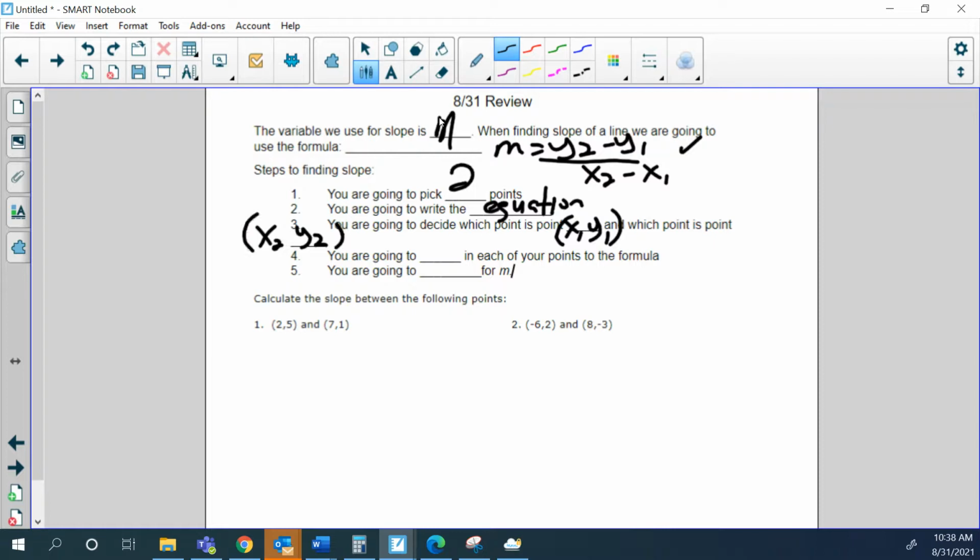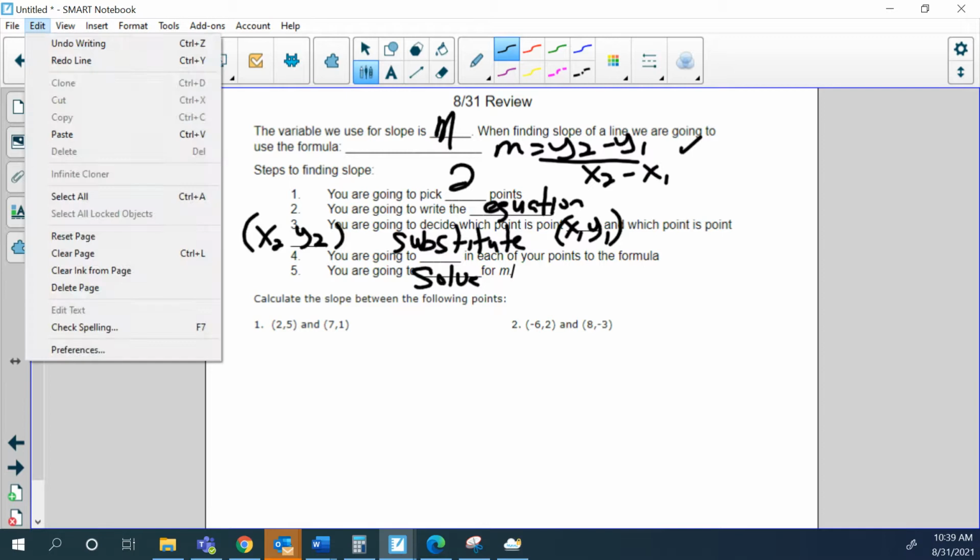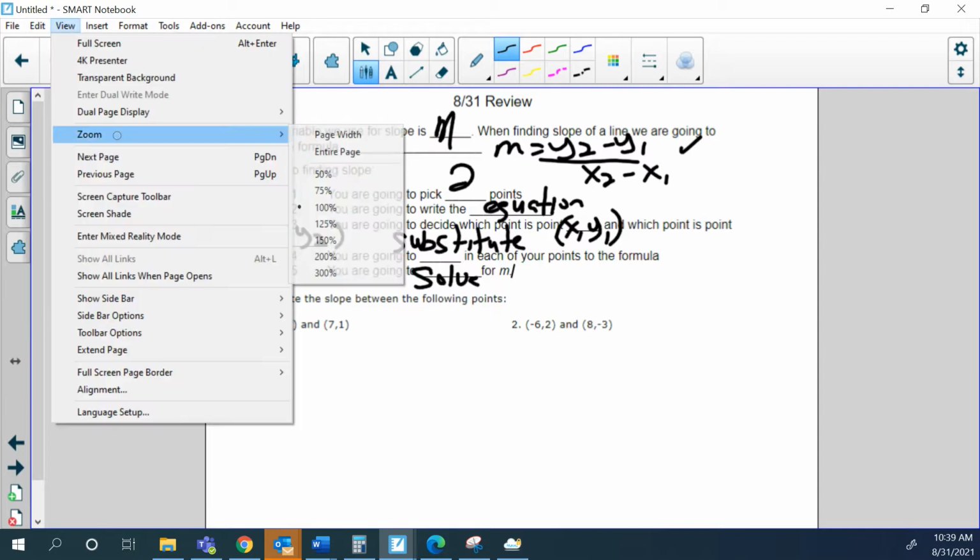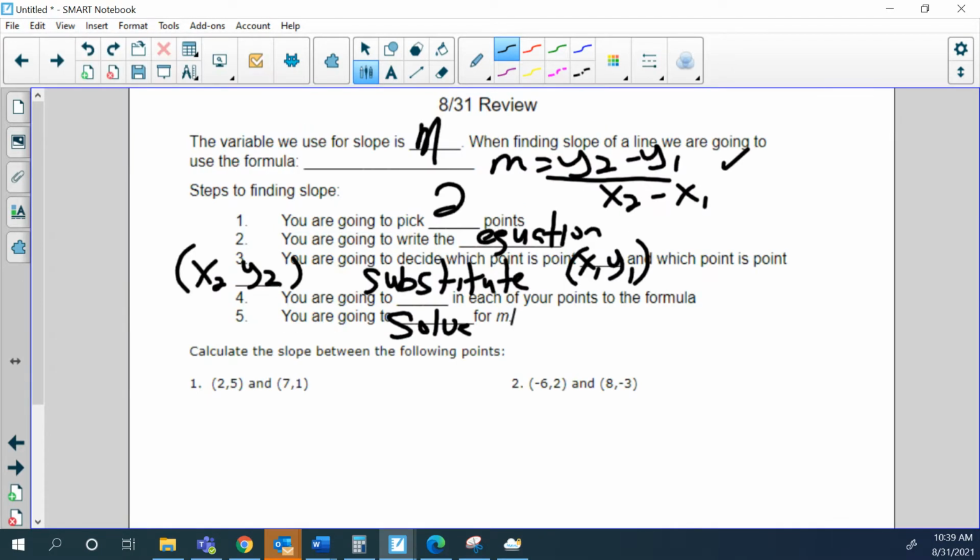Then you're going to substitute the points into the formula and solve for m. So let's look at these 2 points right here. We have 2, 5, and let me make this a little bit bigger. View zoom, let's go to 125.